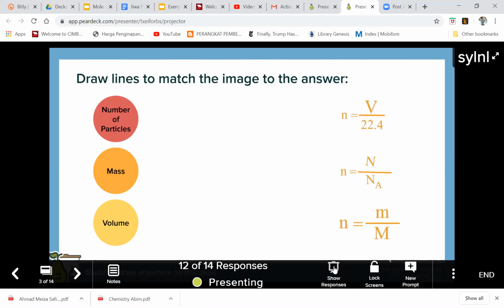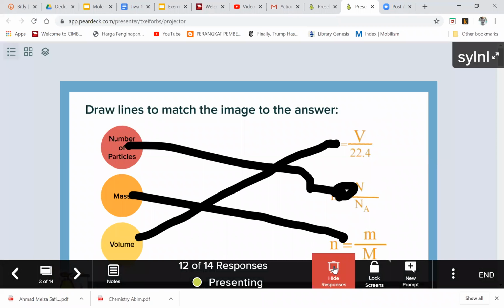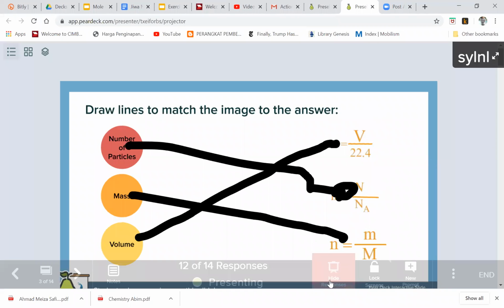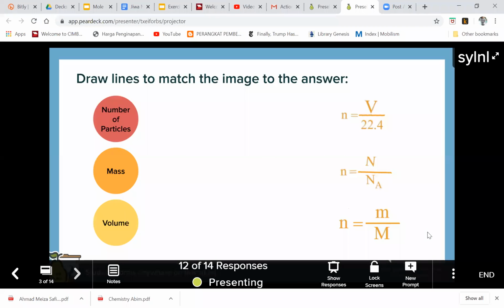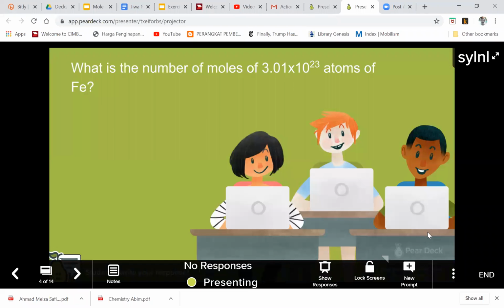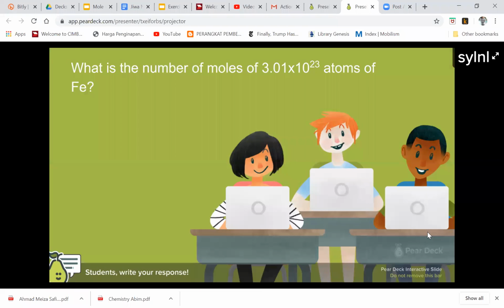So let's see again the responses. This is a response. Thank you. And this is a true response. Let's continue to another question. This is just a review question for you. What is the number of moles of 3.01 times 10 to the power 23 atoms of iron? Let's see your answer. Find the mole, please.